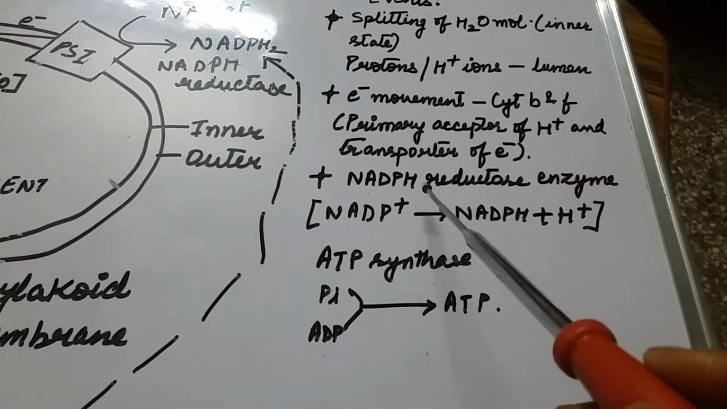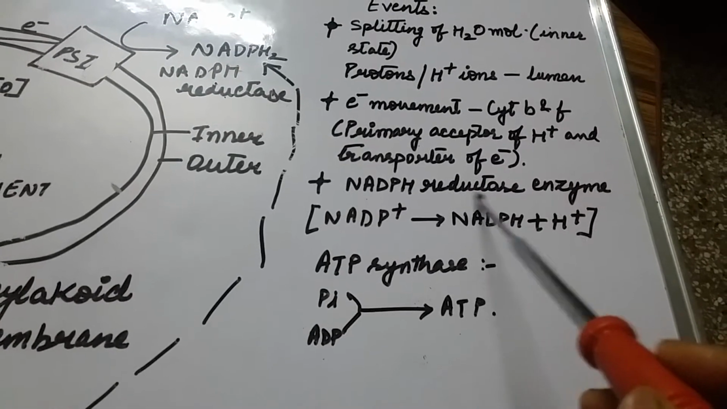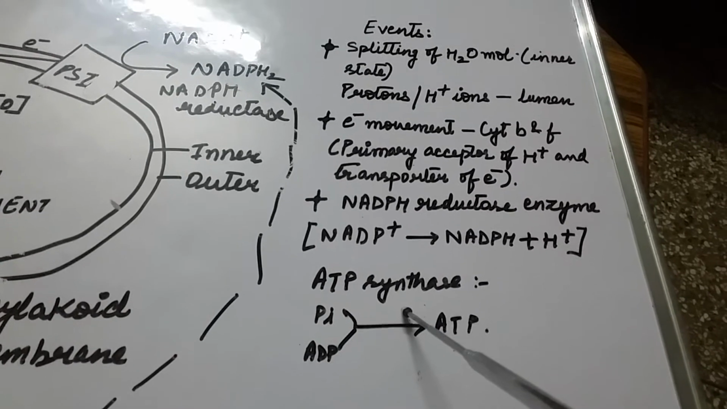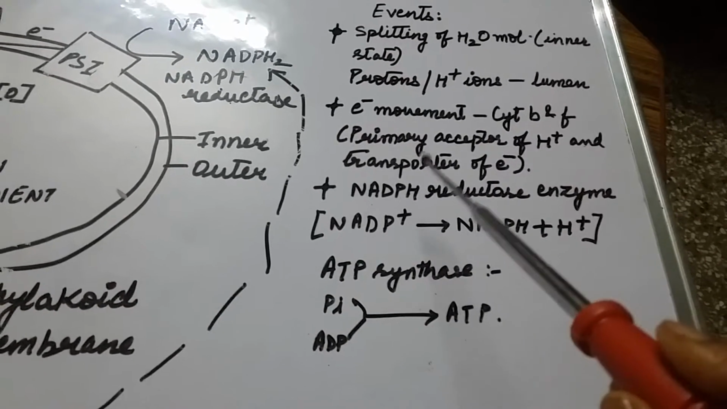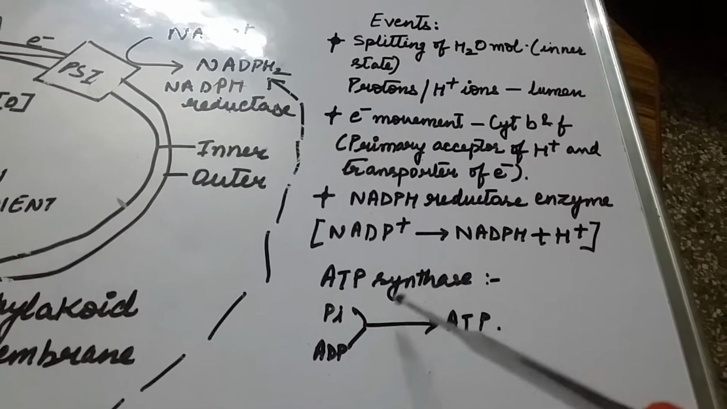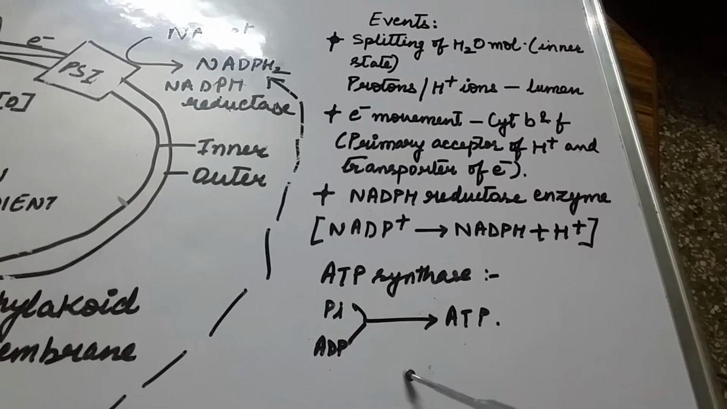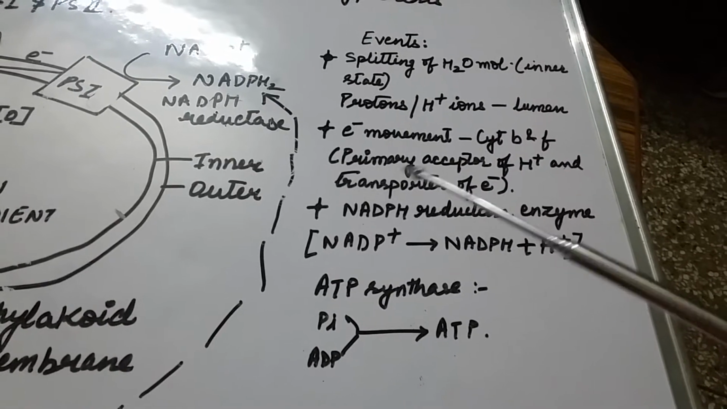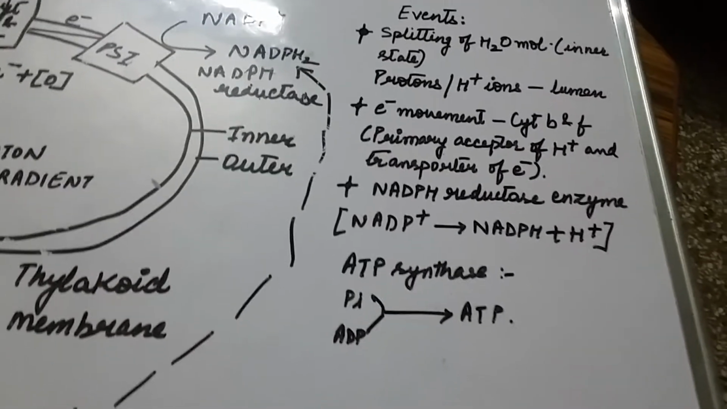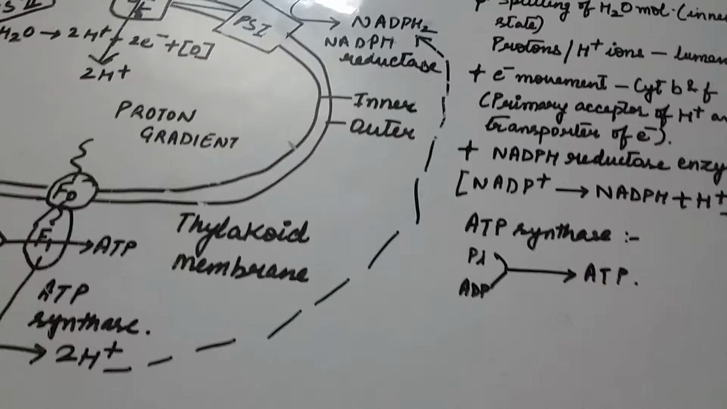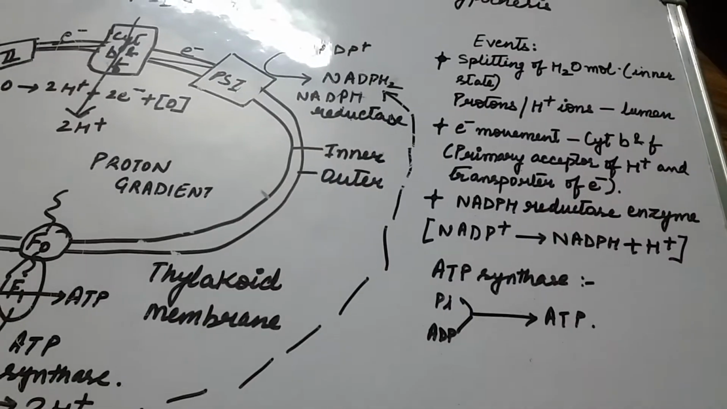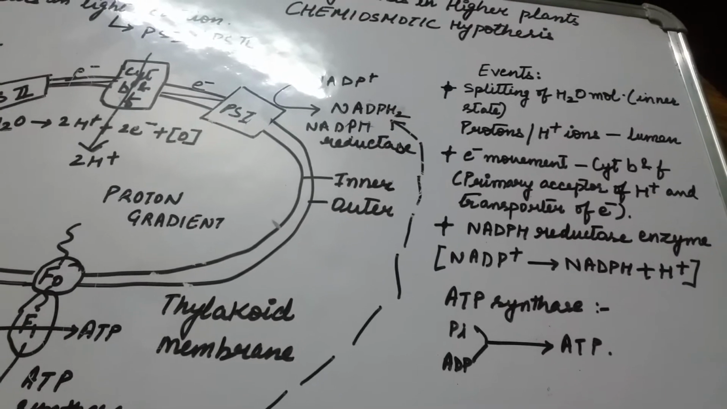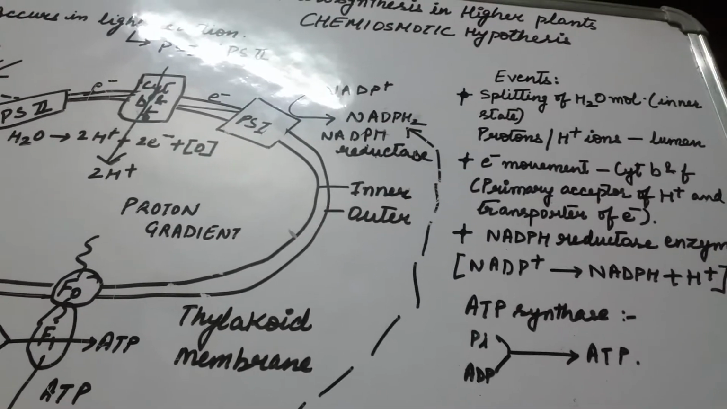Therefore, we can say that the enzymes NADPH reductase and ATP synthase result in the formation of the energy currency, that is NADPH2 and ATP, which are then used by the biosynthetic phase to form the product, the glucose. Next, we will be studying the biosynthetic pathway or biosynthetic phase.